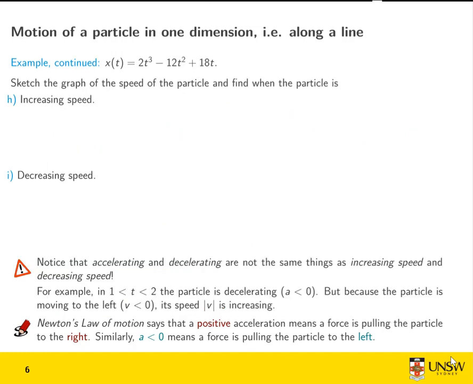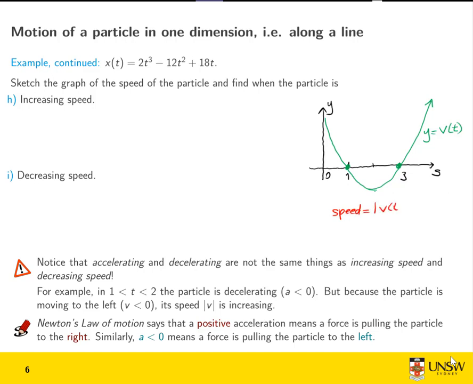Let's now look at the speed. Remember, the speed is the absolute value of velocity. So in order to sketch the graph of the speed, we're going to start from the graph of velocity, which we already have. This green graph is the graph of velocity. Now we know that speed is the absolute value of velocity.